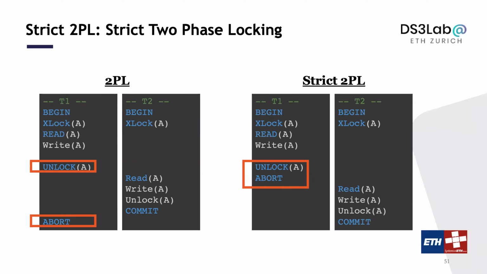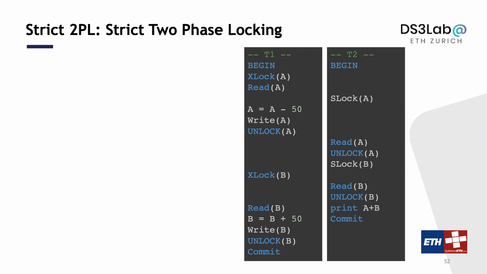If you do this, you can see that you will not have the problem of cascading abort, because whenever you are aborting T1, T2 cannot have committed yet, because T2 is waiting for that lock. That is actually why strict two-phase locking can help you get rid of the problem of cascading abort.